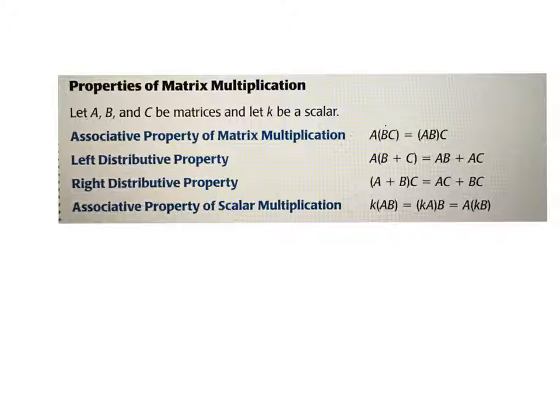Little k is a scalar, a, b, and c are matrices. Associative property is true for multiplication, like you would think. It doesn't matter how you group them. If you have 3 multiplied, you can group however you want to. Distributive property works both ways.